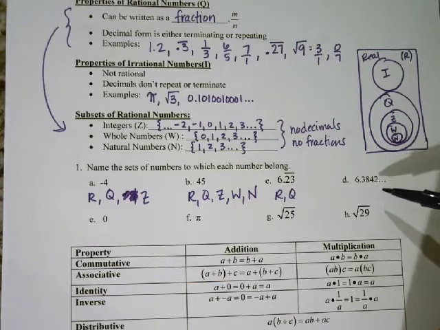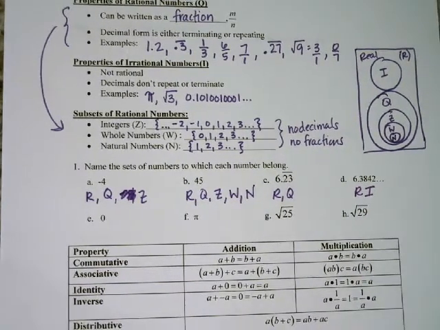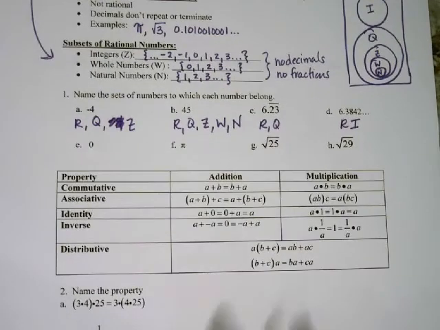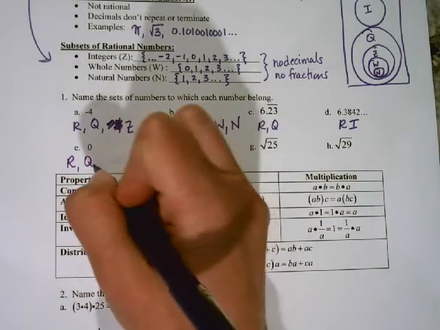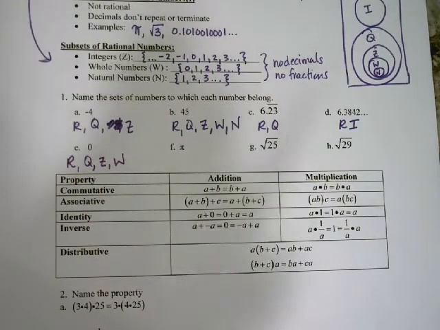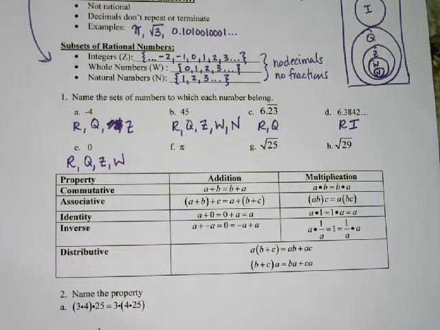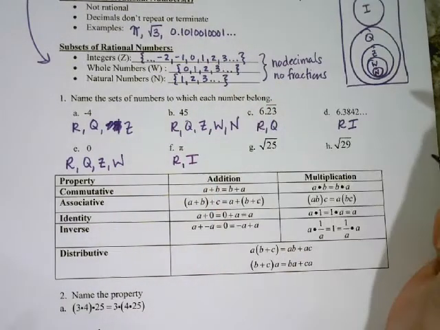Letter D, 6.3842 goes on forever and doesn't stop, doesn't repeat. This guy is real and irrational. Letter E, 0. He's real. He's rational. He's an integer, and he's a whole number. 0 is the only whole number that's not a natural number. Letter F, pi. He's real and irrational.